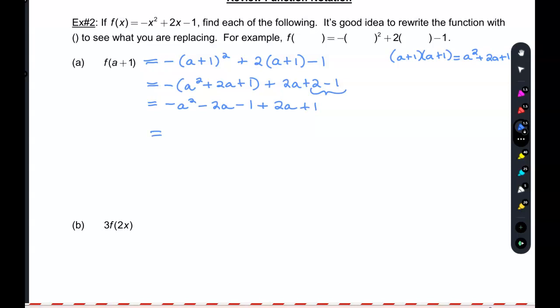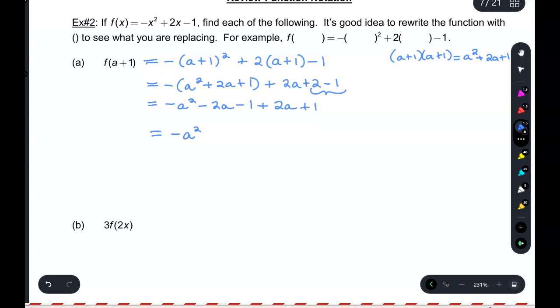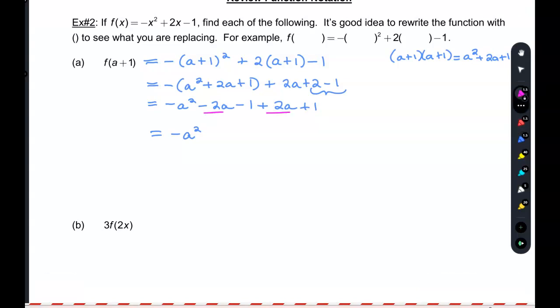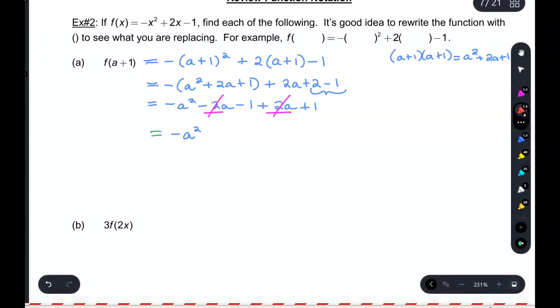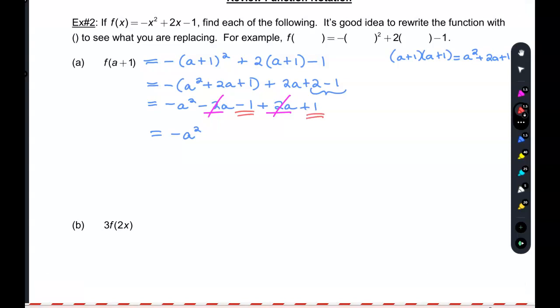Okay, is there anything I can combine with a negative a squared? No, so I'm going to leave that. No, that's the answer. Yeah. Because what else happens here? Everything else cancels out. Yeah, negative 2a and plus 2a cancel. And here we had a negative 1 and a plus 1. So just out of coincidence, everything but the negative a squared canceled. Otherwise, right, we would have more terms here. That's okay. That happens.